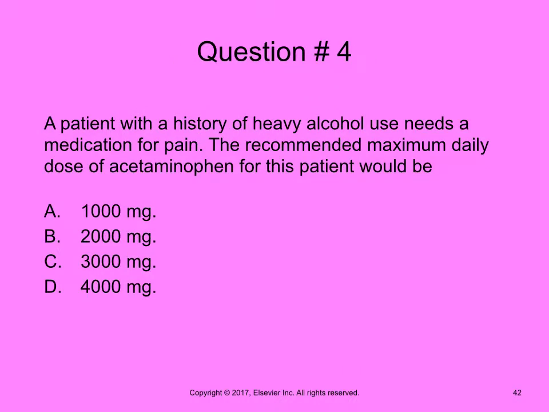Question 4: A patient with heavy alcohol use needs a medication for pain. The recommended maximum daily dose of acetaminophen would be B. The patient here is a heavy alcohol abuser, so is at risk for liver toxicity from excessive acetaminophen use. So their maximum daily dose wouldn't be 4,000, it would be 2,000.